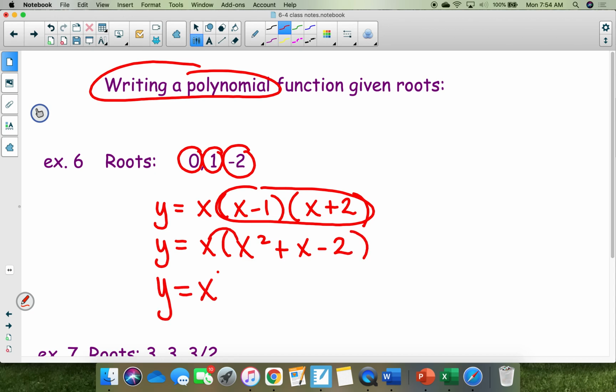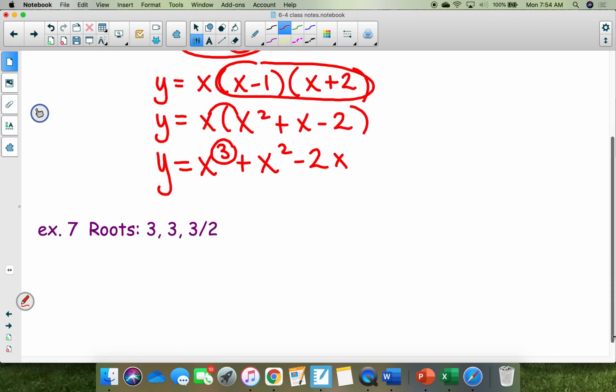I'm going to get x to the third plus x squared minus 2x. Final answer. I know I have 3 answers, and my highest degree is 3, so I'm doing it correctly. One more of these. I know that 3 is an answer. And I also know that x minus 3 half is an answer.